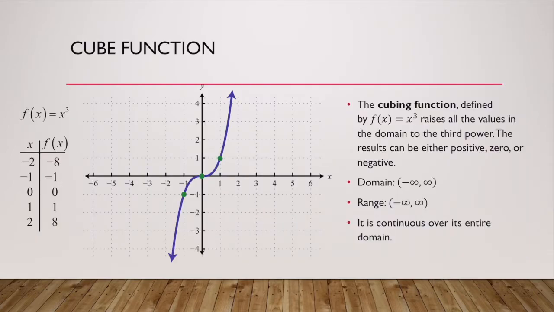Then we've got our cube function, right? F of x equals x cubed raises all values in the domain to their third power. And the result can be either positive, 0, or negative, right? Because -2 cubed is -8, 0 cubed is 0, and 2 cubed is a positive 8. So its domain is from negative infinity to positive infinity, as well as its range is from negative infinity to positive infinity. And one thing I want us to keep in mind is that this function is continuous over its entire domain. Again, in this class, it means that I can draw a picture of it without picking up my pencil.